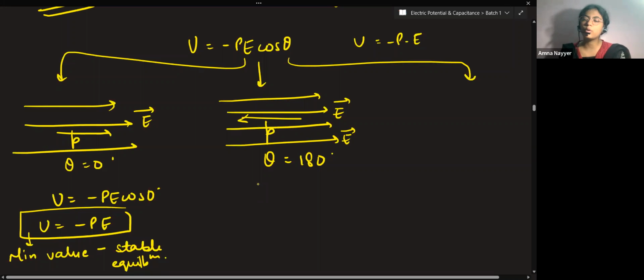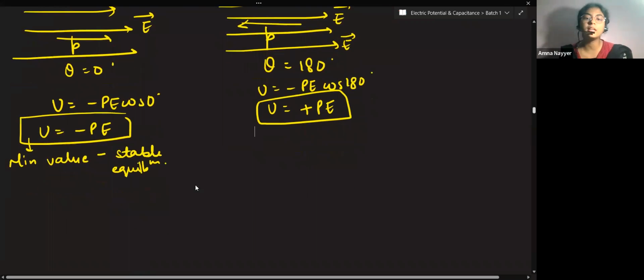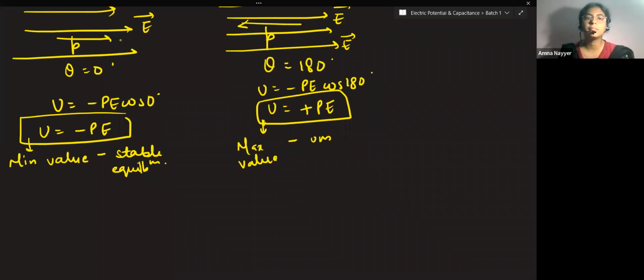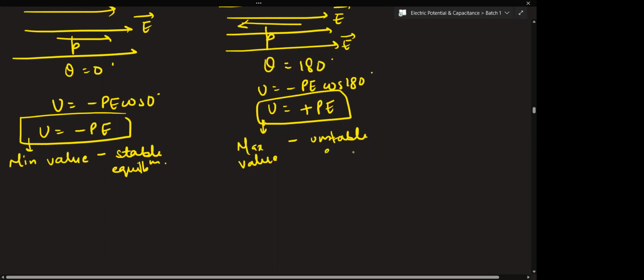So cos 180 is what? Minus 1. So this is minus PE cos 180 degrees. Now minus 1 multiplied by minus 1, U becomes positive PE. This time this will be the maximum potential energy possible. This will be the maximum value and your equilibrium will be unstable. This will be an unstable equilibrium case.